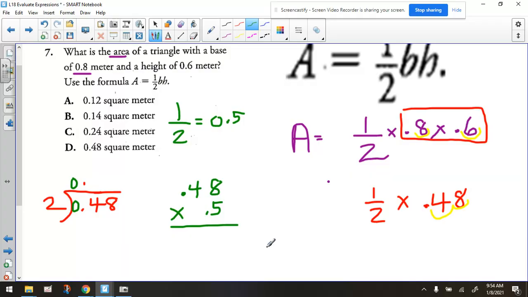I think if you were a conscientious student, maybe you would do it both ways to make sure you get the same answer. And then you'll see one of these answer choices in the lineup that should match what you get here or here.